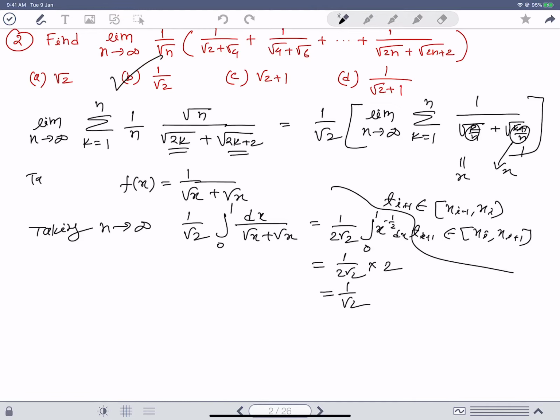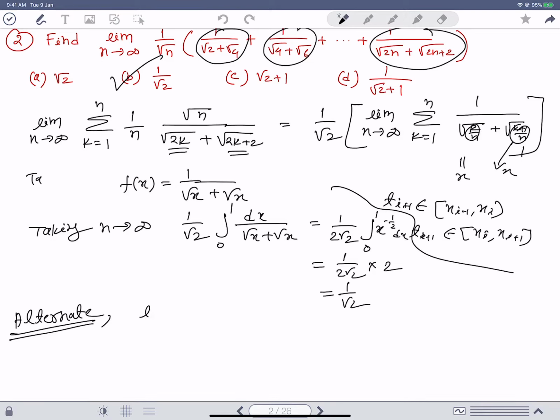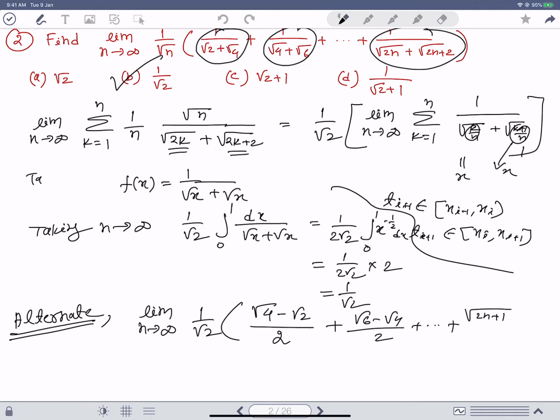Now, this has another trivial approach. First of all you can check that there is a same difference. Therefore, you can just multiply the upper side and lower side by root 4 minus root 2. So, there is another alternate solution. Limit n tends to infinity 1 by root n, then if you multiply the upper side by root 4 minus root 2 and the lower side as well, then you will get root 4 square minus root 2 square, so you have 2, and similarly we have root 6 minus root 4 by 2 and this way 2n plus 2 minus 2n, by 2. It is because you have the same difference between the terms inside.